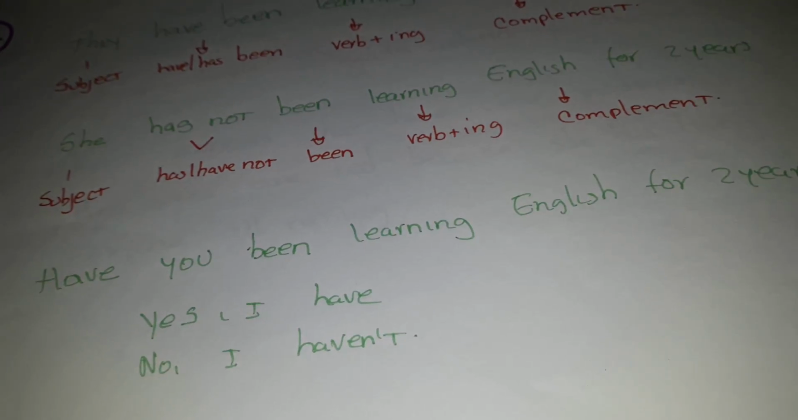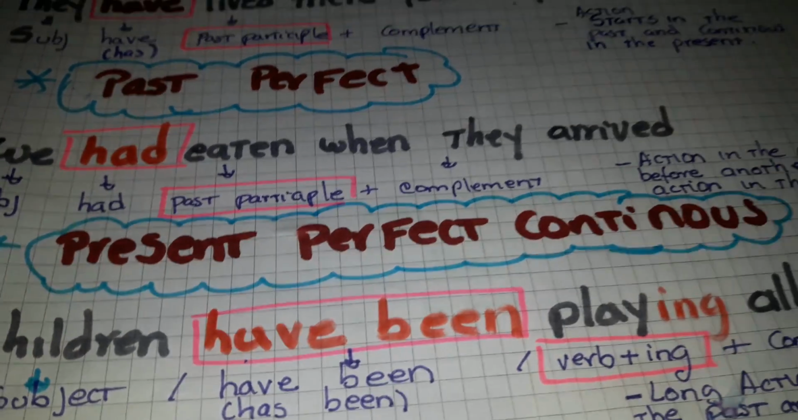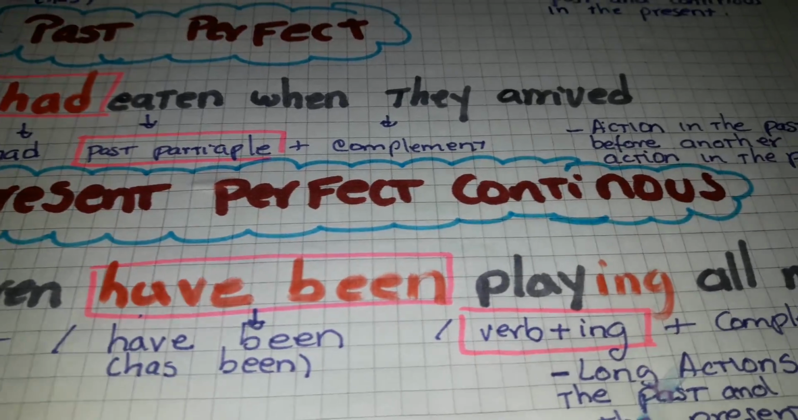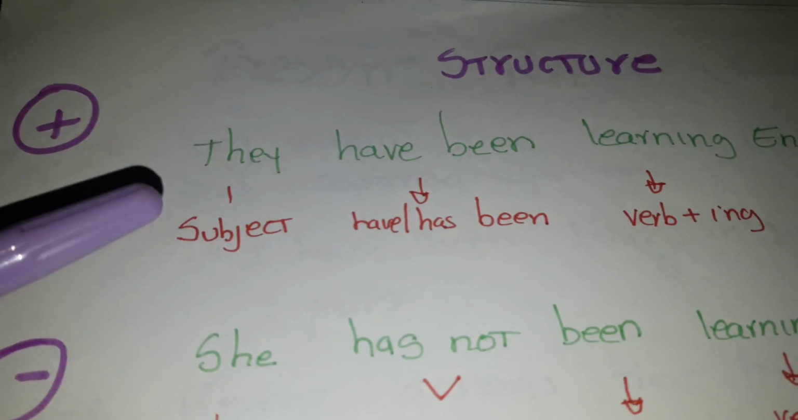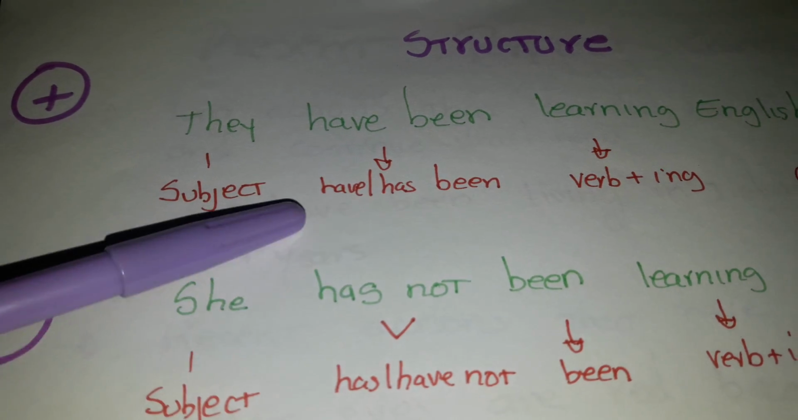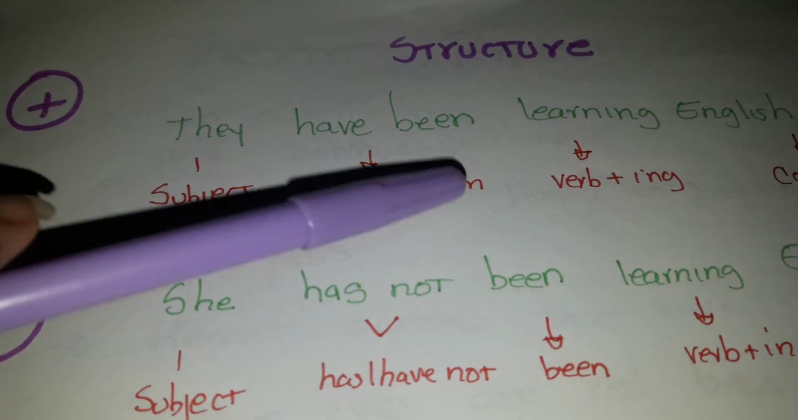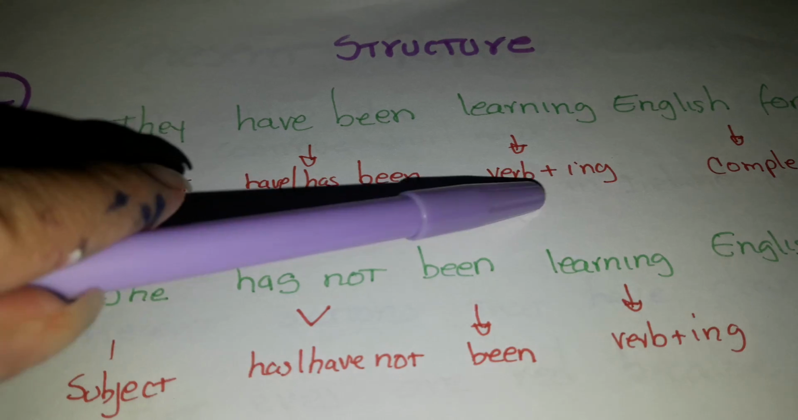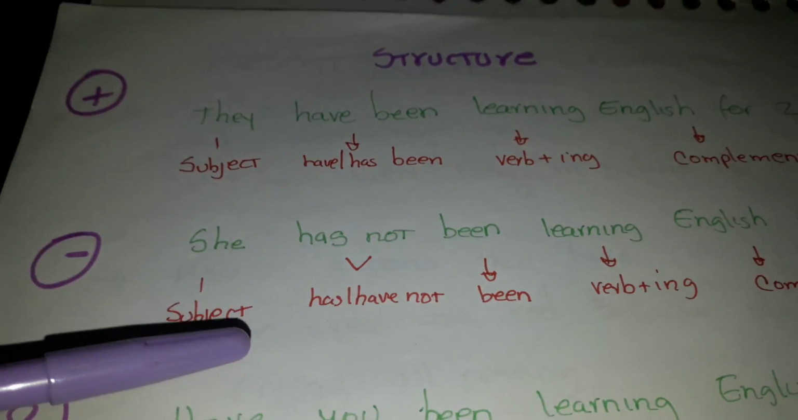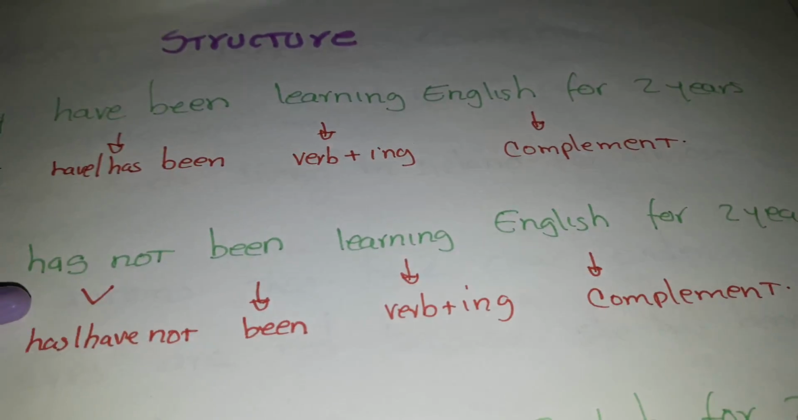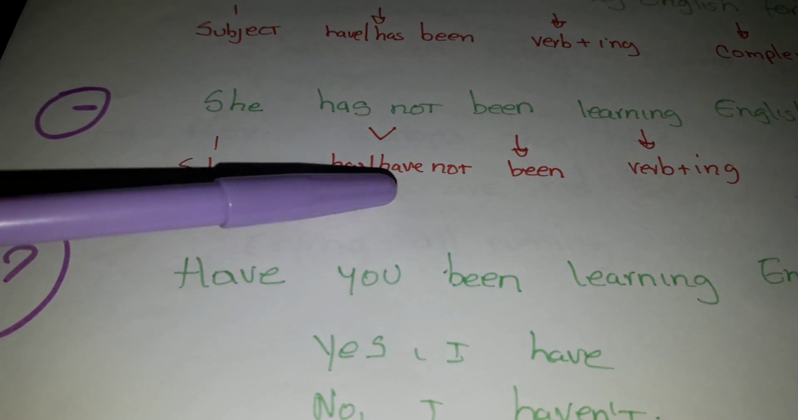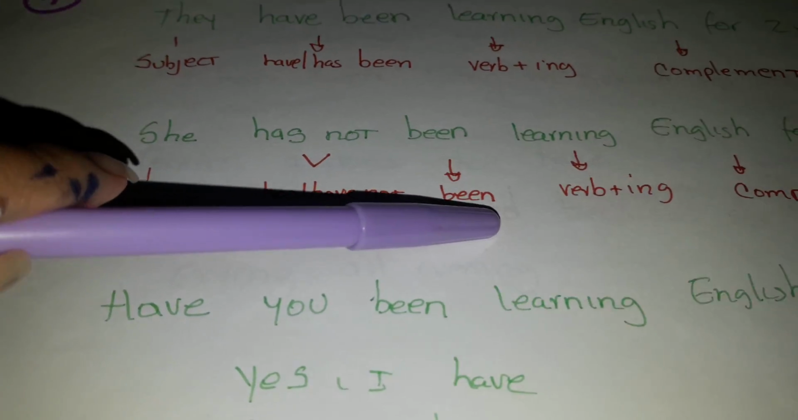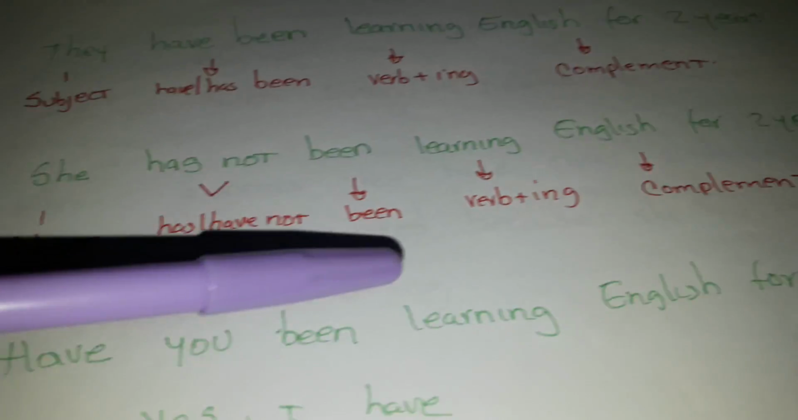Remember, the other important verb tense is the present perfect continuous. I'm going to make a review about the present perfect continuous. Present perfect continuous has, as remembered all the time, have been, verb plus ing and the complement. They have been learning English for 2 years. The complement, okay? Negative. Subject has or have not been, verb plus ing and complement.